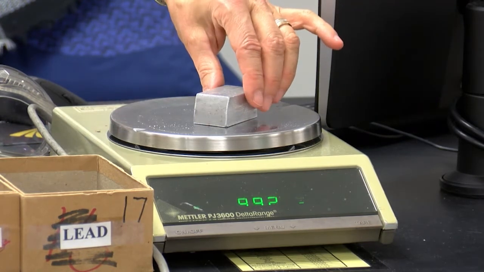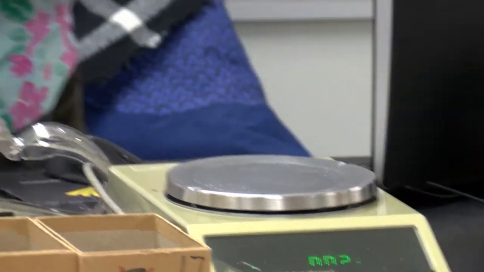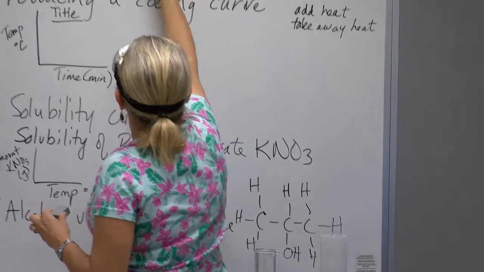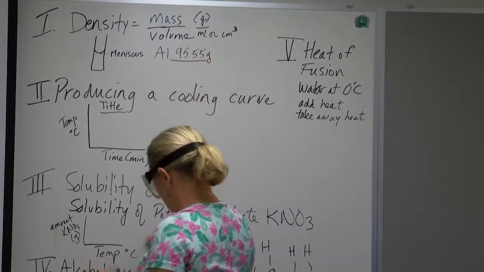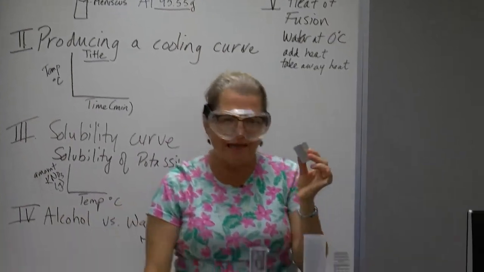95.55 grams. That is the mass. So let me write that on the board. Aluminum, we have 95.55 grams. We are trying to find the density of aluminum.